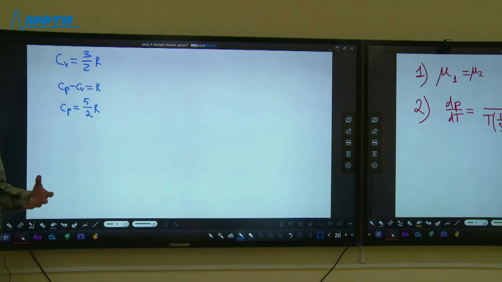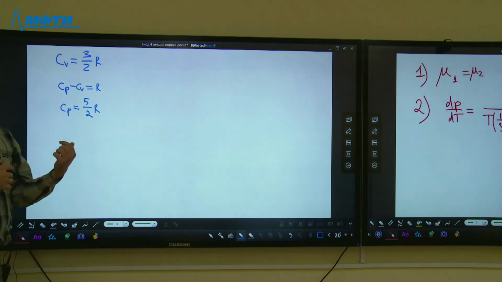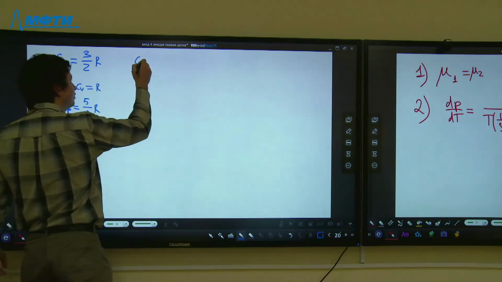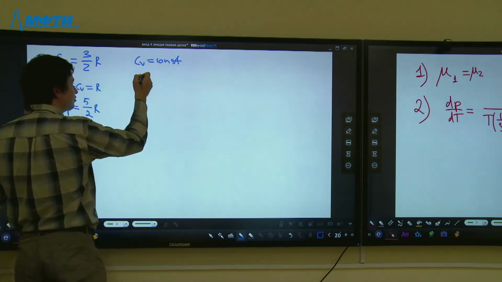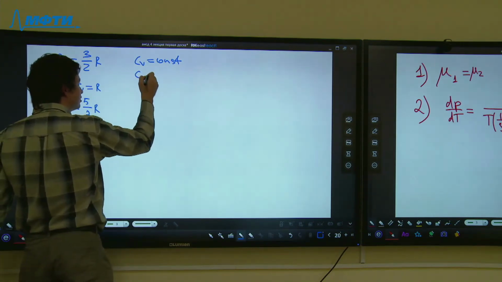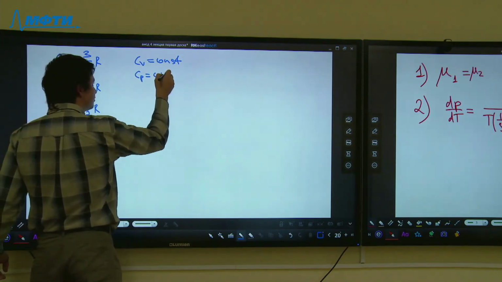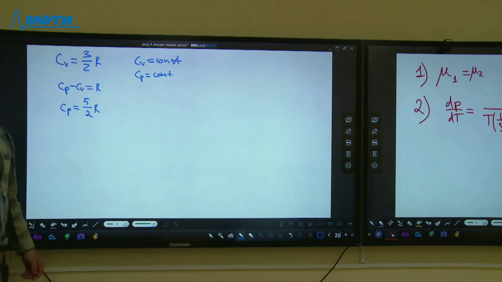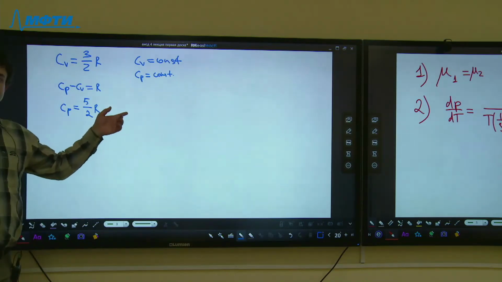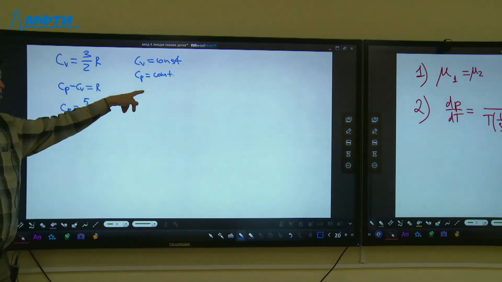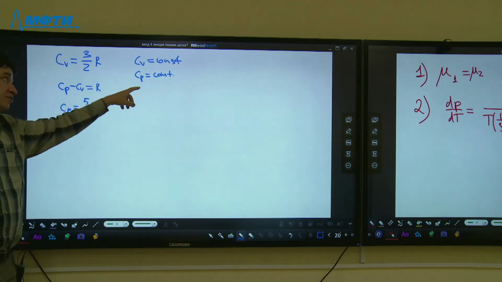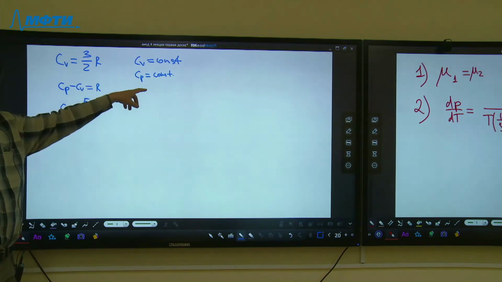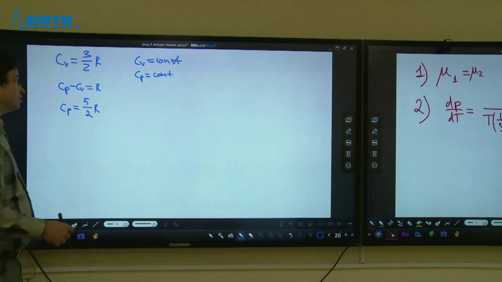So I have decided to pose the following problem. Can we go in the opposite direction? Let's assume that we have constant molar heat capacity at constant volume and constant molar heat capacity at constant pressure. Can we derive the equation of state of the ideal gas from this? Or is it only the ideal gas which can satisfy all of these conditions? So that's the question.